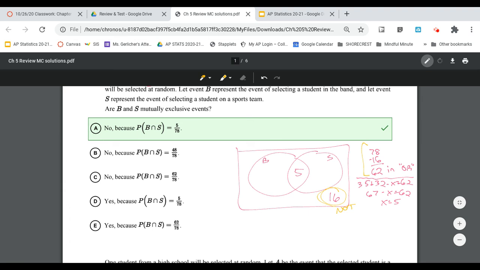So then I thought, okay, if there's an overlap, I could go 35 plus 32 and then subtract off the overlap. This is that general addition rule. That would give me my or number. That would give me how much is in the two bubbles together. So I just went forward with that, and I got that x was not 0, x was 5, which means they are not mutually exclusive, which makes A the correct answer.